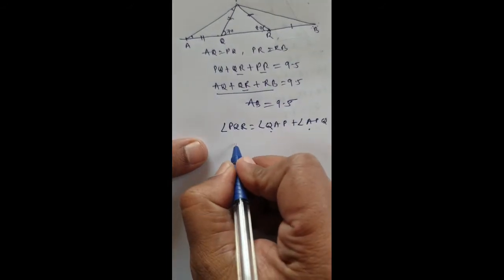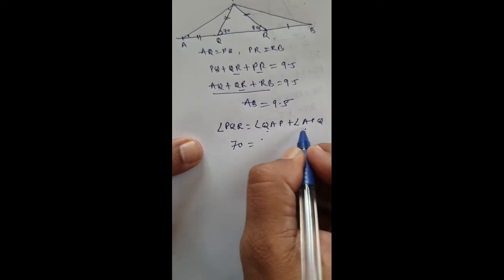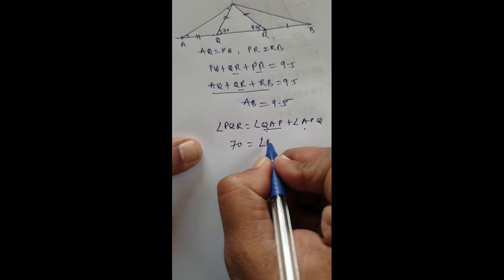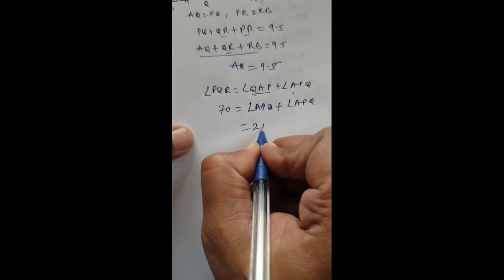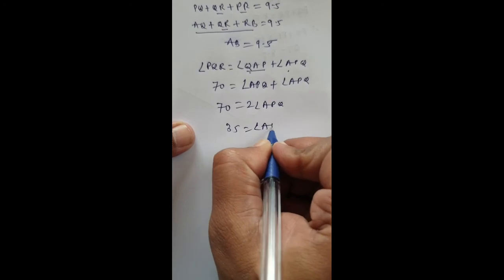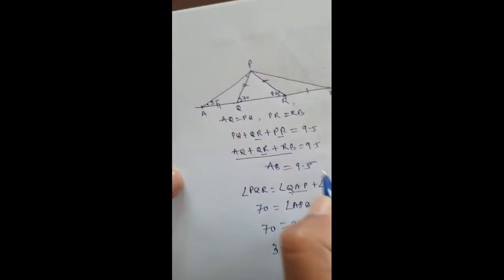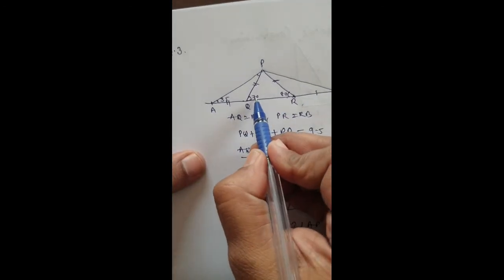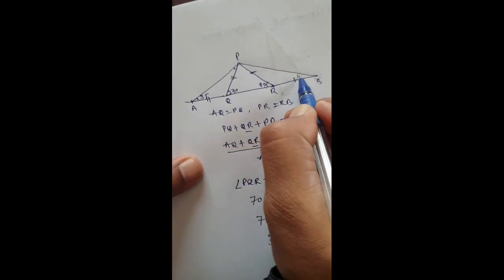So we can say that 70 equals angle APQ plus angle QAP, which is APQ as it is. So 2 times angle APQ is equal to 70. APQ is equal to 35. So this angle you will get as 35. So as you have seen here, it is 70, half of this is 35. Similarly we can get, if it is 80 here, half of it is 40. So we'll construct the triangle now.